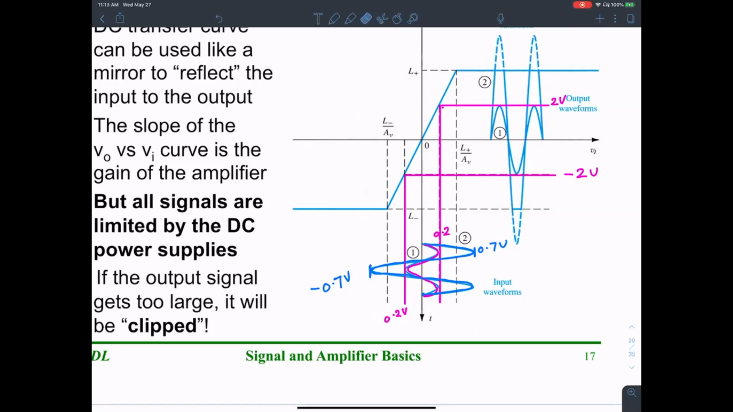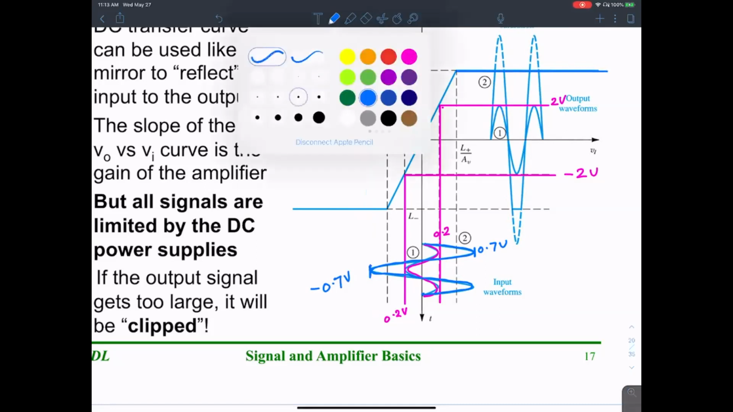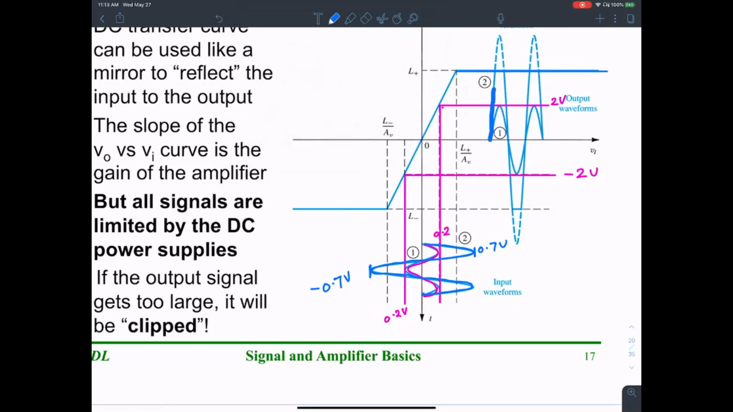right? But because of the power supplies imposing a ceiling, your output is only going to go from 0 to 5 volts, and then 0 to negative 5 volts. Okay, so this is positive 5 volts, and this is negative 5 volts. This part of the sine wave that is between negative 5 to negative 7, that's clipped off. The amplifier seems to be saturated at that point.